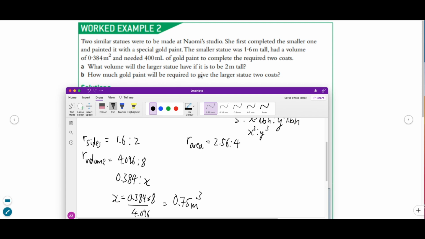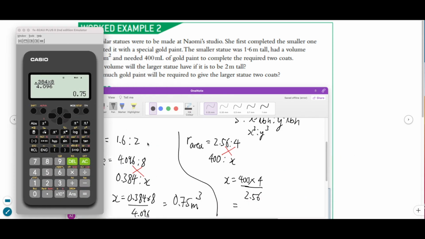It says how much gold paint will be required to give the largest statue. We need to already know what the smaller one is, and the smaller one is 400 mils. If the smaller one's 400 mils, what should the big one be? To solve for x, x is equal to 400 times 4. You can just use the cross method, the same as how I did the previous question. Times 4 divided by 2.56. And what does this give you? Let's see, 400 times 4.